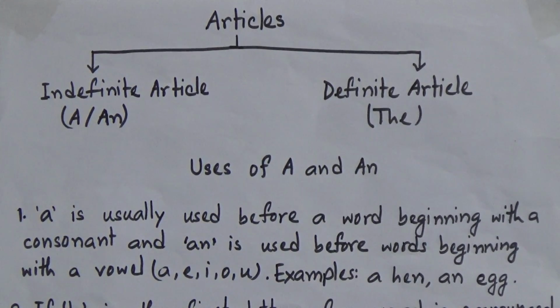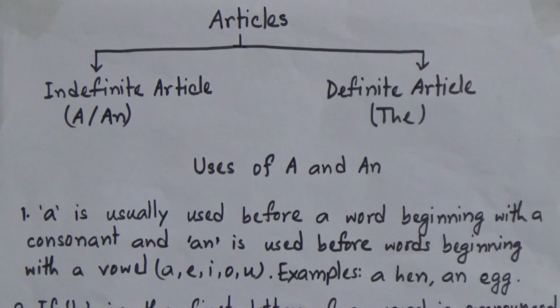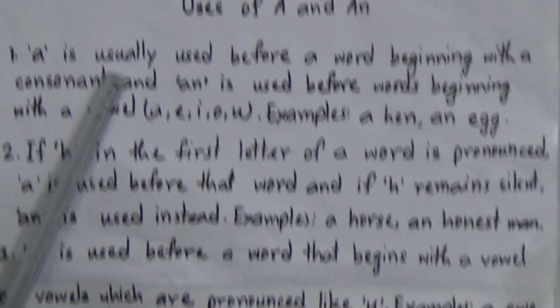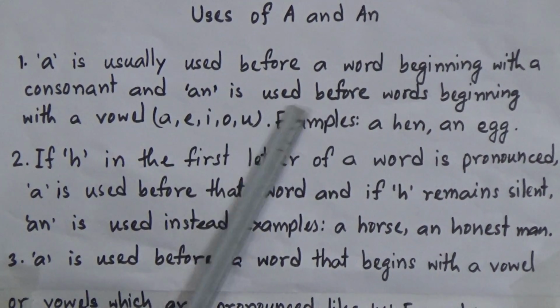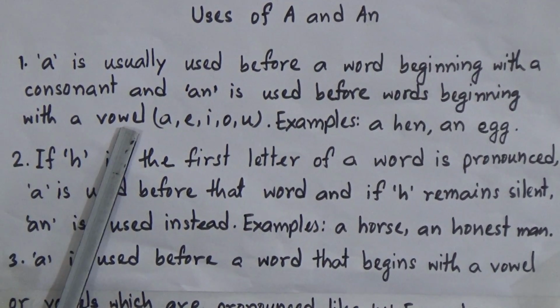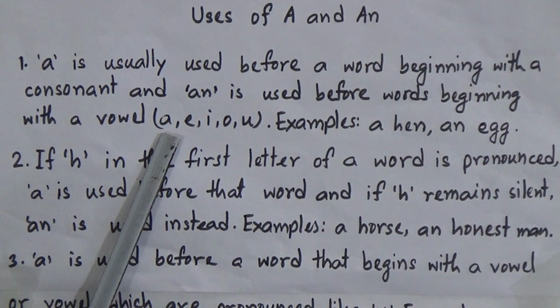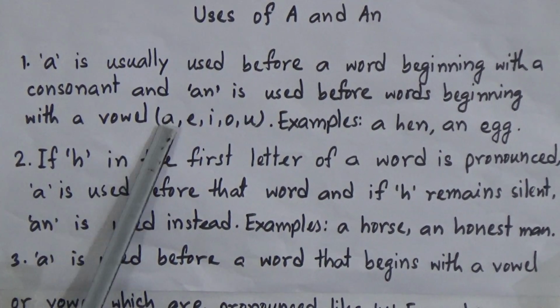So there are some common rules. We have learned them in classes 1, 2, 3, 4, 5 also, and today we will have a review. Rule number 1: A is usually used before a word beginning with a consonant, and AN is used before words beginning with a vowel. The vowels are A, E, I, O, U. So we use A before consonant sounds, and AN before vowel sounds.